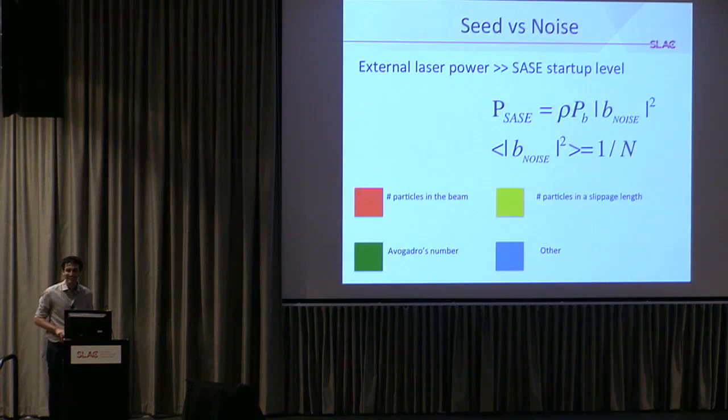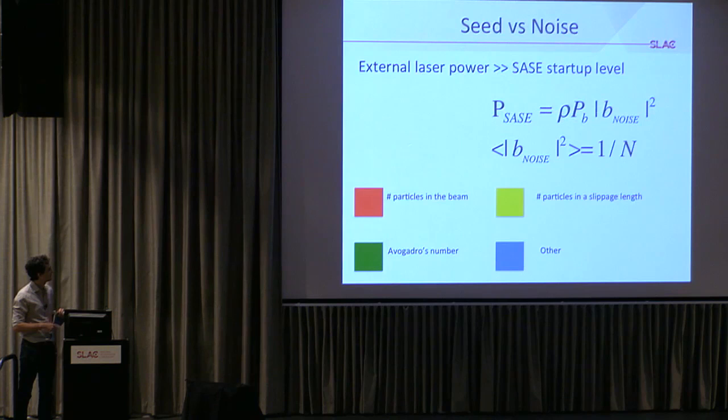So I told you, this is an interesting question. I told you that the FEL power goes like rho times the beam power times the bunching squared, right? And I told you that the shot noise power is 1 over N, right? Now, when we're talking about power, strictly speaking, in the time domain, who is N? What is N that's going to make this equation make sense? Number of particles in the beam, particles in the slippage length. I had to put a silly one, Avogadro's number, but of course, or something else.